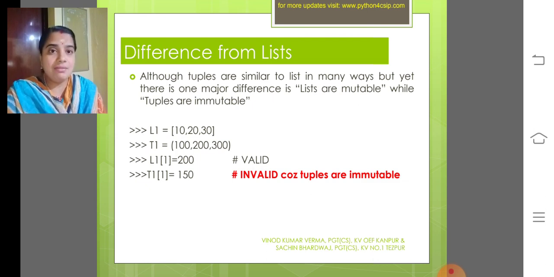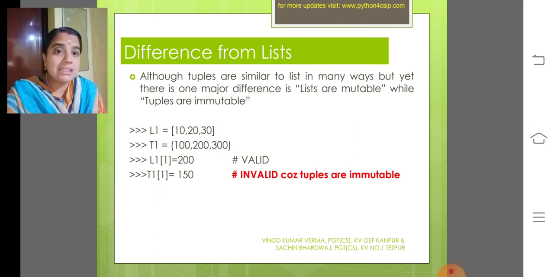Look at the list I had given: L1, 10, 20, 30. And T1 is a tuple. How can I recognize it? I had given the elements within single parenthesis: 100, 200 and 300. And I am trying to change the value at the first index of the list. That is 20, I am going to change into 200. That can be done. Why? Because list elements can change, or a change can take place in place.